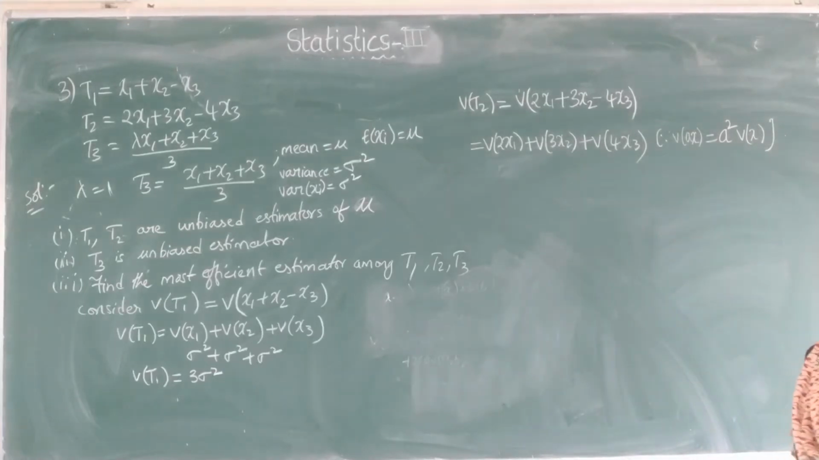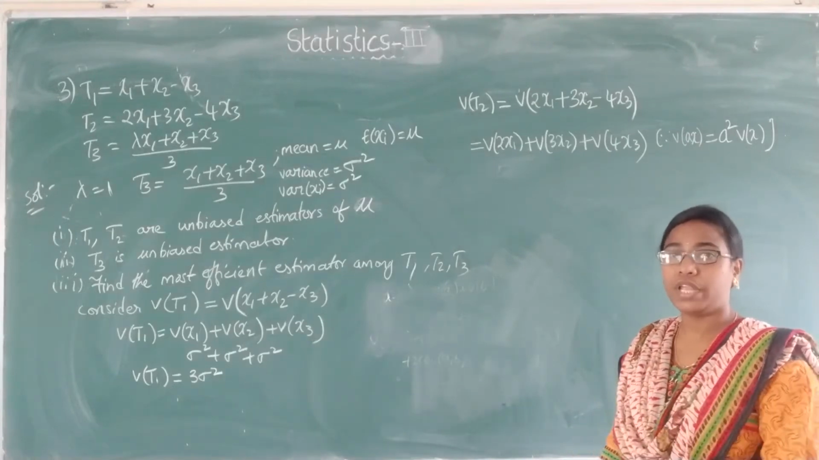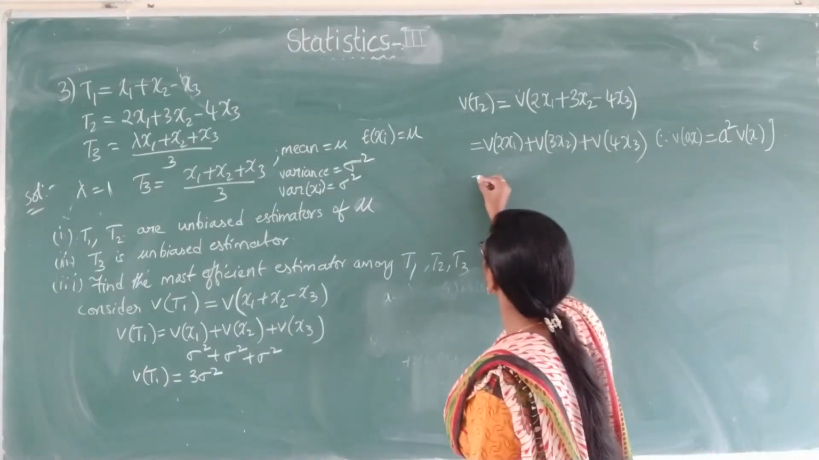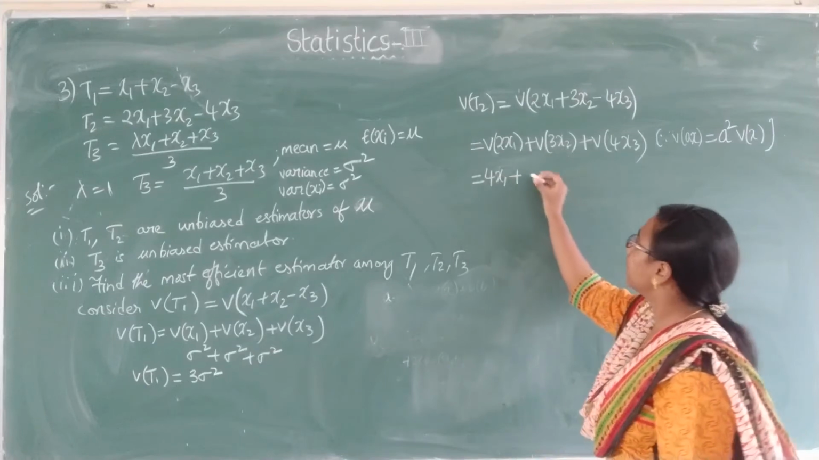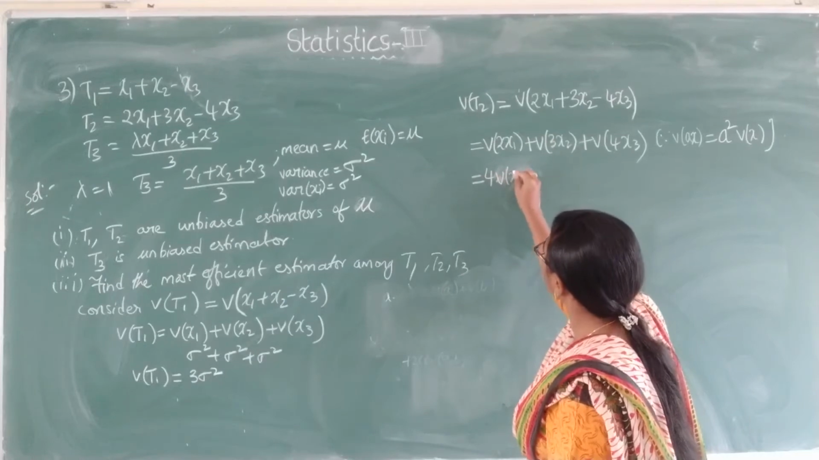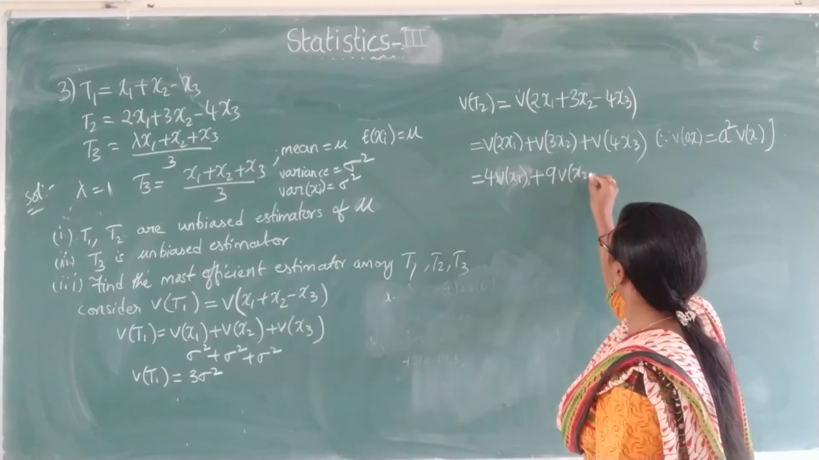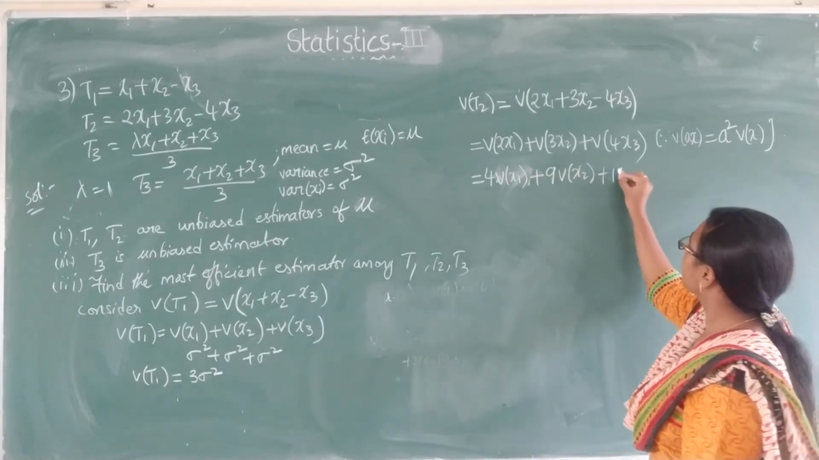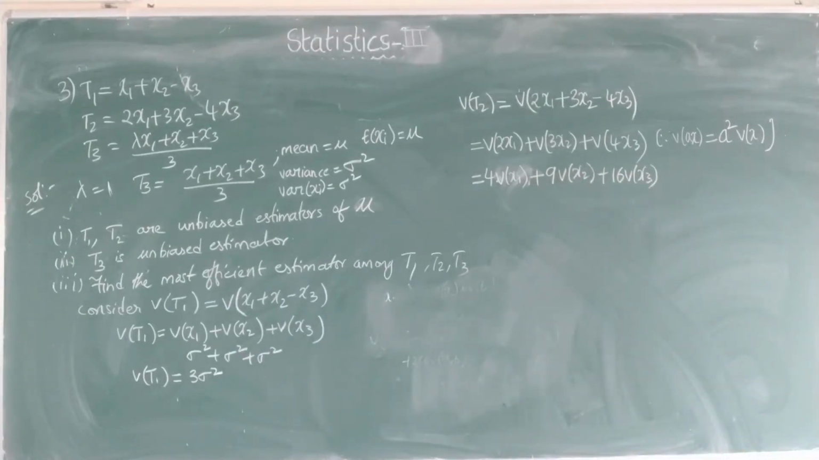So similarly here we have variance of 2x1. So we have to write first 2 square into variance of x1. What is 2 square? 2 square is 4. Plus 3 square is 9. So 4 into variance of x1 plus 9 into variance of x2 plus 4 square is 16 into variance of x3. Now substitute the values of variance of x1, variance of x2 and variance of x3.